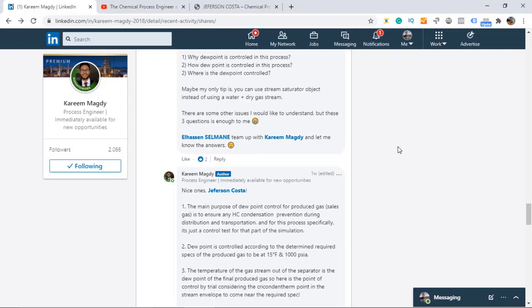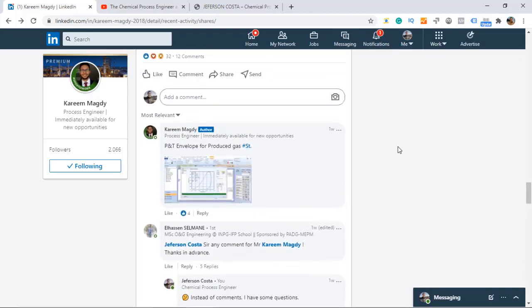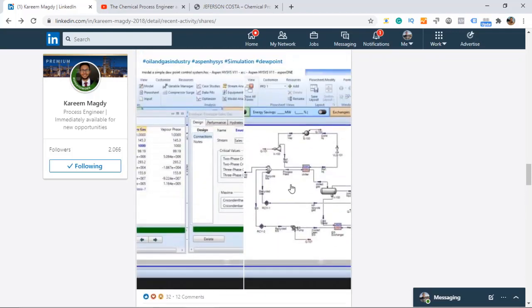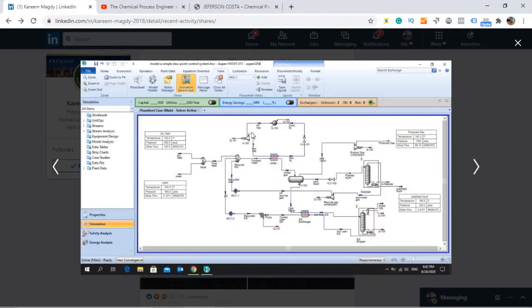The second question was how dew point is controlling the process, and his answer was dew point is controlled according to the determined requirement specs of the produced gas to be at 15 Fahrenheit at 1000 psi. That is not the answer that I expected. The dew point is controlled in this process based on the closed loop.